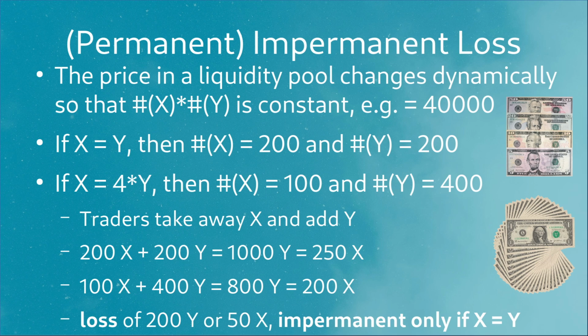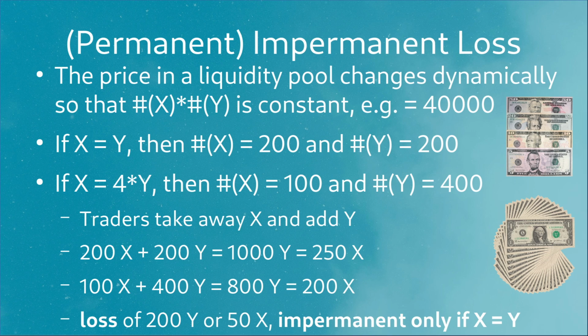That is because the initial thing you put in the liquidity pool is 200X and 200Y, which has a total value of 100Y or 250X, and what you are left with is 100X and 400Y, which has a total value of 800Y or 200X. So you would lose 200Y or 50X. This loss is permanent. So they call it impermanent loss, which I think is a misnomer.